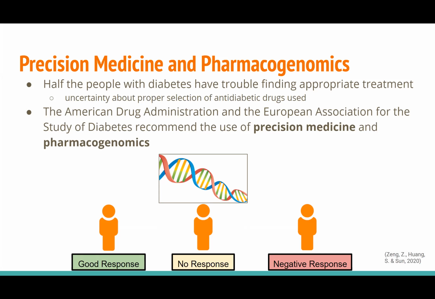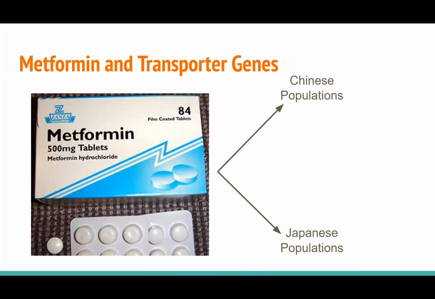And if you use pharmacogenomics, it may be beneficial by helping the patient find the correct drug sooner and have less negative responses. And so an example of pharmacogenomics being used for diabetes is with the drug metformin. Metformin is commonly used to treat diabetes, but Chinese populations and Japanese populations have a different response when they are given the same drug. And this is because the two populations have different variants within their gene.